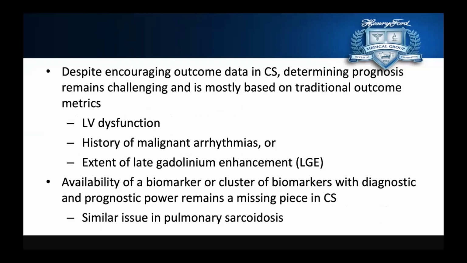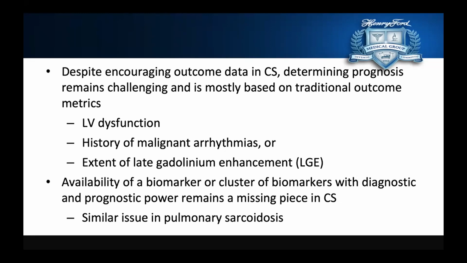However, despite all this encouraging outcome data in cardiac sarcoid, determining prognosis still remains challenging, and it's mostly based on traditional outcome metrics. So we look at left ventricular dysfunction, history of malignant arrhythmias, or extent of late gadolinium enhancement on MR. With this, late gadolinium enhancement shows superiority to standard prognostic parameters such as ejection fraction or cardiac volumes in predicting adverse outcomes. A similar issue in cardiac and pulmonary sarcoid is the availability of a biomarker or cluster of biomarkers with any prognostic power, which is a missing piece in this diagnosis.